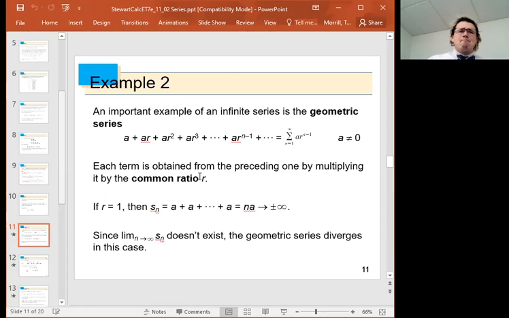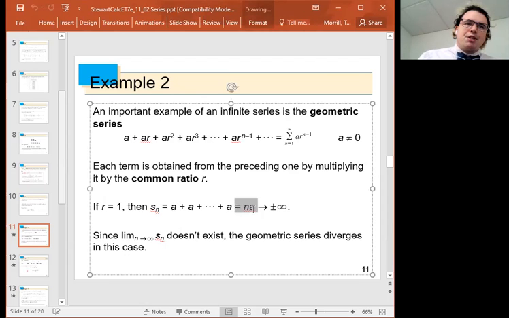Well, first of all, let's figure out maybe my multiplier, my common ratio, is 1. Well, if that's the case, then my series just says A plus A plus A plus A plus A plus A, and so on. So each of those partial sums is getting larger, or at least larger in absolute value, right? A could be negative. So this partial sum is just going to be equal to n times A.